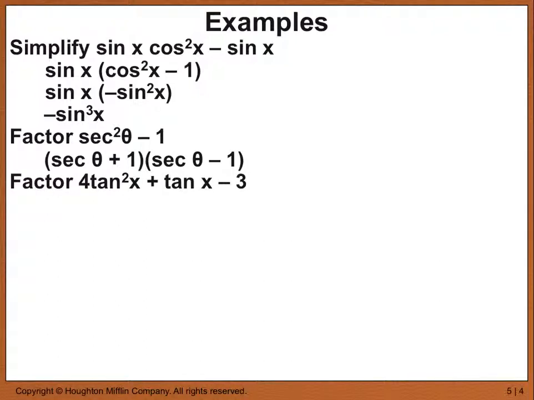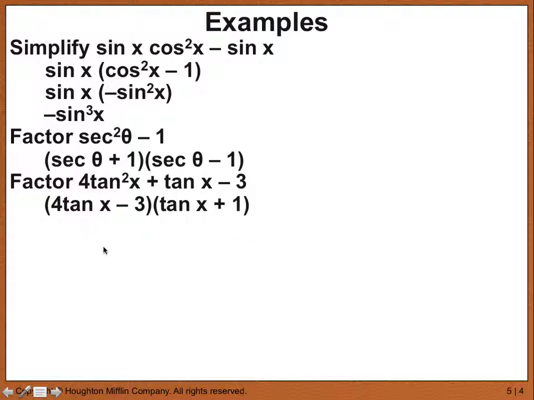How about factor 4 tan squared x plus tan x minus 3? Pause the video, try to factor that, and then resume. You get 4 tan x minus 3 times tan x plus 1, and if we try to do the FOIL method on this, we can see that it's true.